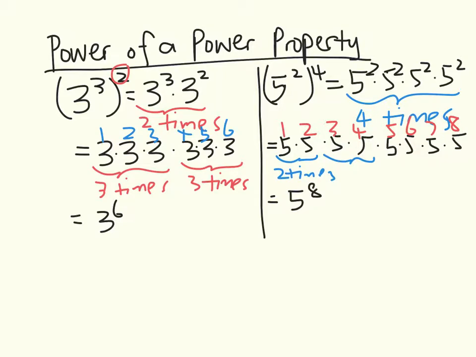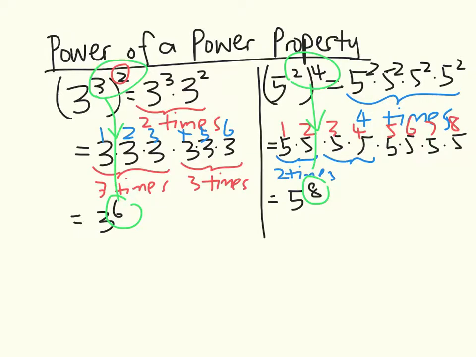Now take a moment to think about, is there any connection or any property that you can identify? So for example, 3 to the power of 3 squared, let's look at the power of the power. The two numbers are actually 3 and 2, and you got a 6 here. Is there anything that you could apply to get 6 from 3 and 2? And this is 5 squared to the 4th power, and you end up with 8. Is there any property that you can apply to get that?